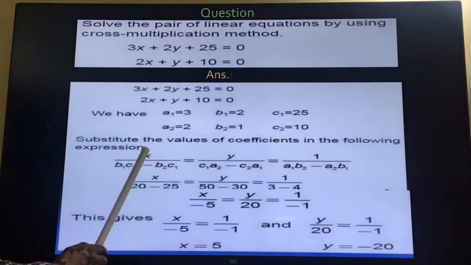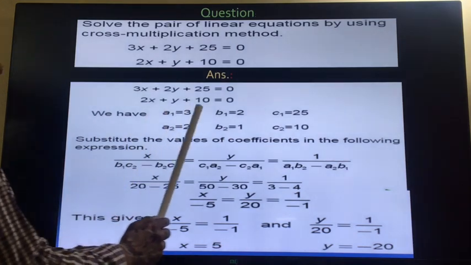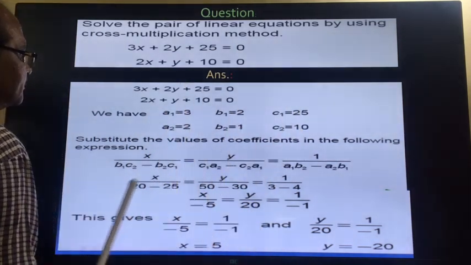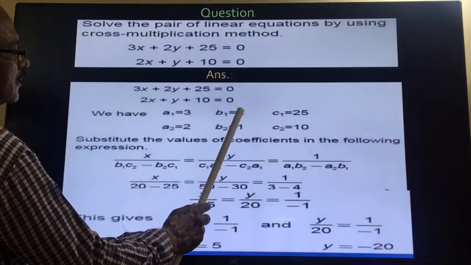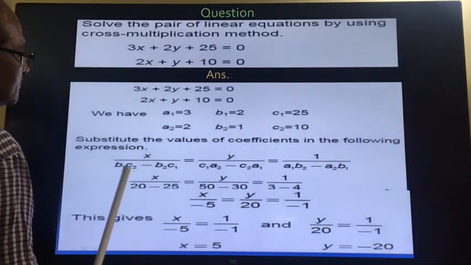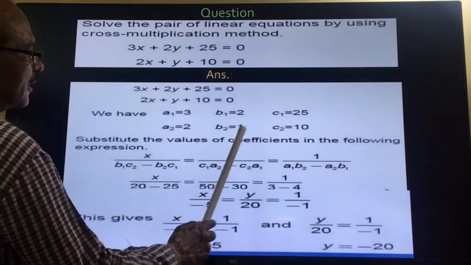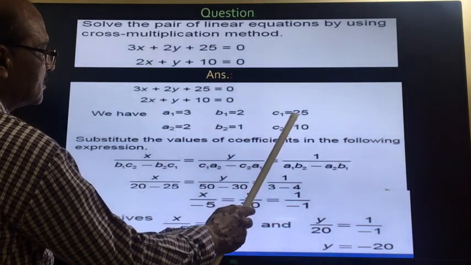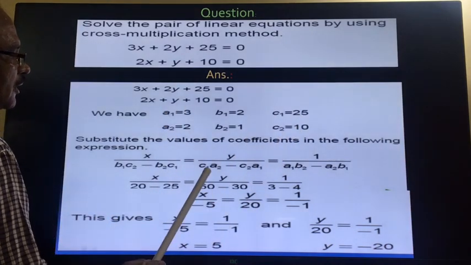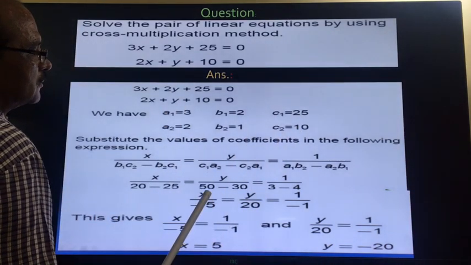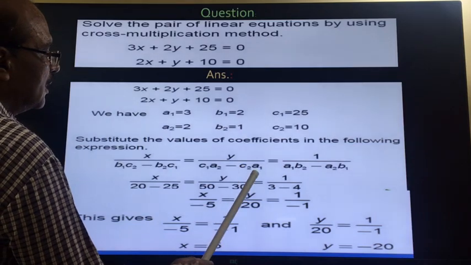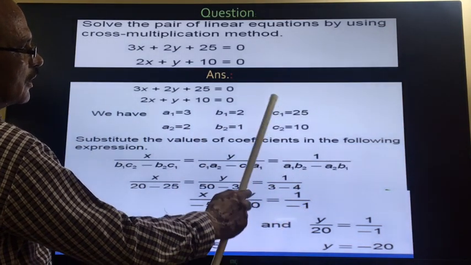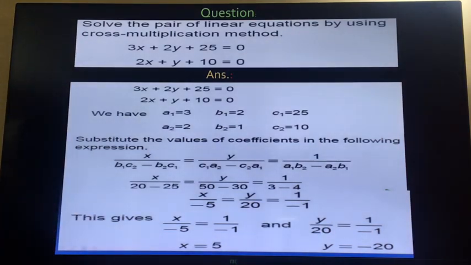After that we will write the value. We will start from here b1, b2, c1, c2, a1, a2 and again b1, b2. So x upon this b1, c2. So b1, c2 and then 1 into 25 here. After that c1, c2 and a1, a2. So we will get c1, a2 minus c2, a1. So we will put the value of these constants. Follow the previous method which I told you in the previous example.